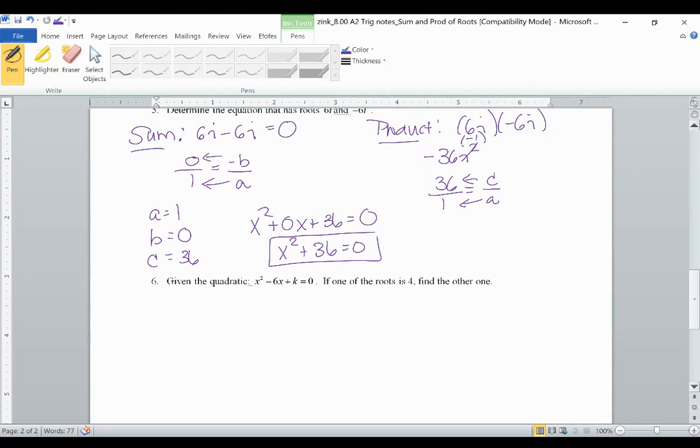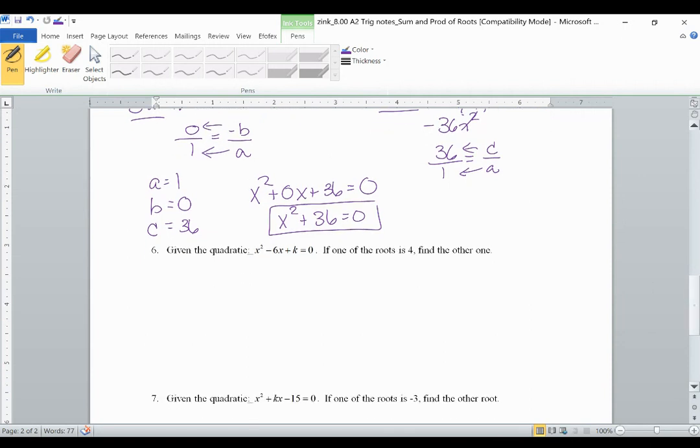Okay, and then number 6, a little bit different. Given the quadratic x squared minus 6x plus k equals 0, if one of the roots is 4, find the other root. So the first thing I look at is, okay, well, looking at this, I know a is 1, I know b is negative 6, and c is k. I don't know what it is. So what do I know? I know a and b. So if you know a and b, think what formula that we know uses both a and b.